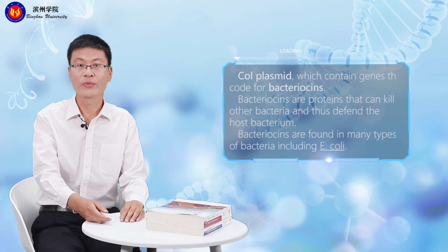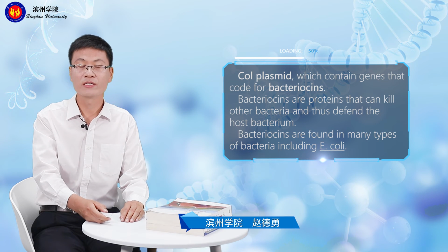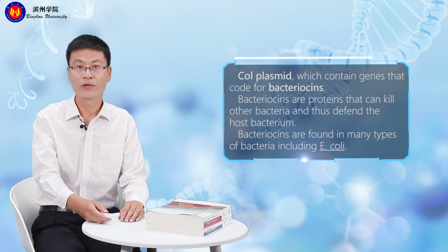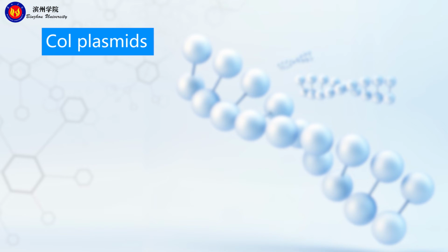The Col plasmid contains genes that code for bacteriocins. Bacteriocins are proteins that can kill other bacteria and thus defend the host bacterium. Bacteriocins are found in many types of bacteria, including E. coli. Col plasmid can be grouped into 2 types.